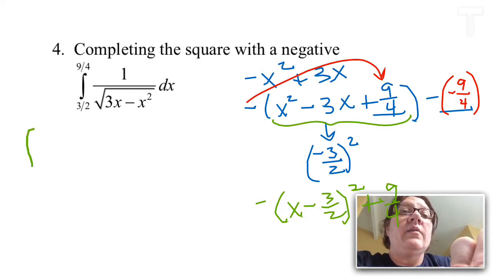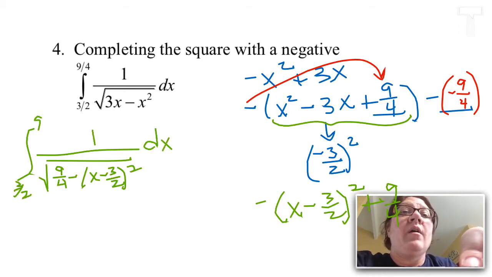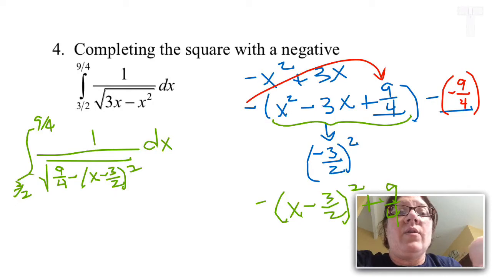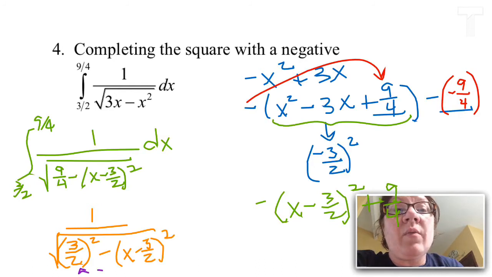So now when I rewrite this, I'm going to put it so that it's a subtraction. So I've got 9/4 minus x minus 3/2 squared. Of course, the boundaries are still the same, but I'd like to know who those perfect squares are. And I note that the first one is the perfect square of 3/2, and that's my constant, so that's a. And then the x minus 3/2 is the variable piece, so that's u. I usually try to make a little note so that I remember.